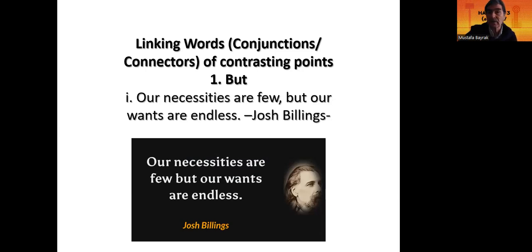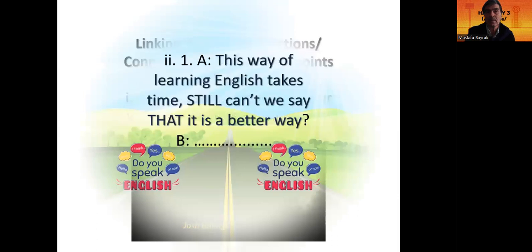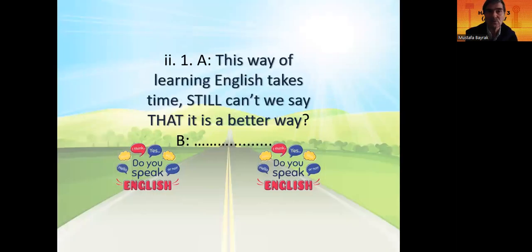He didn't say even a lot, okay, endless, really meaning. Okay, Roman number 2. This way of learning English takes time. Okay, this is an idea. This is a message. This way of learning English takes time.